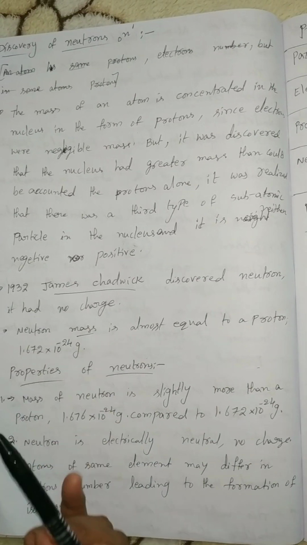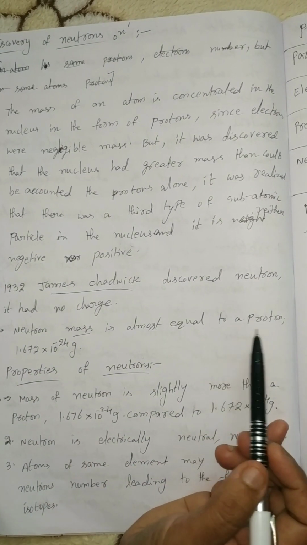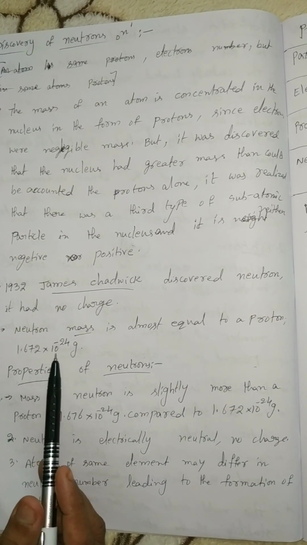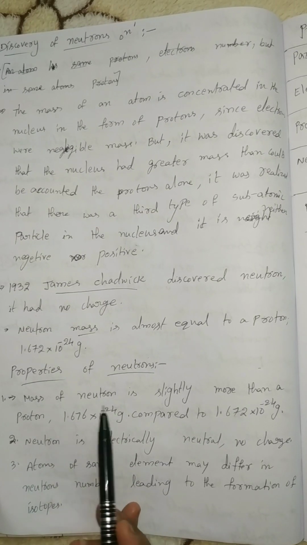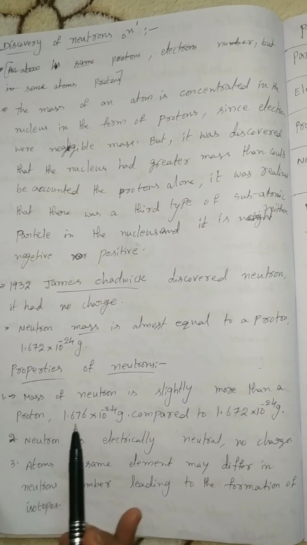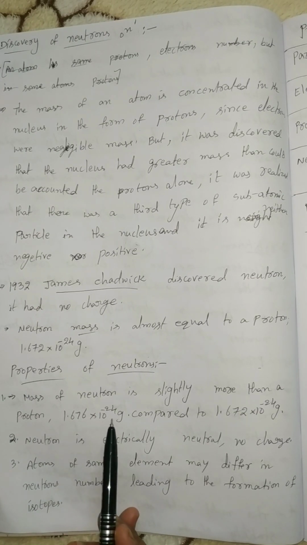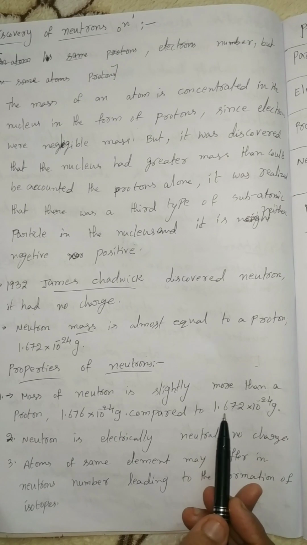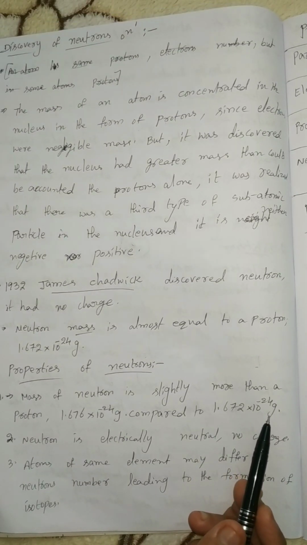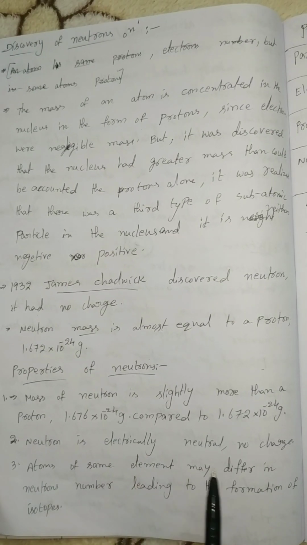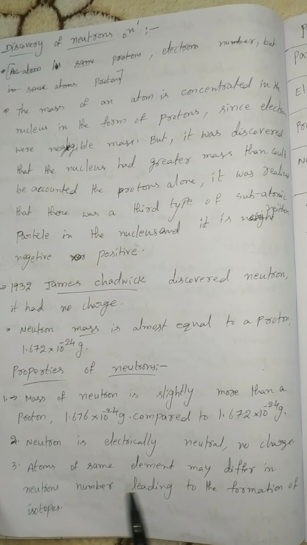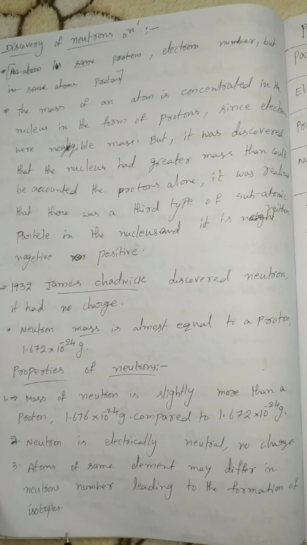It had no charge. Neutron mass is almost equal to a proton, 1.672 into 10 to the power of minus 24 grams. Properties or characteristics of neutrons. Mass of neutron is slightly more than a proton, 1.676 into 10 to the power of minus 24 grams compared to 1.672 into 10 to the power of minus 24 grams. So, neutron mass is slightly more than protons. Neutron is electrically neutral, no charge. Atoms of same element may differ in neutrons number, leading to the formation of isotopes. In the next class, we will discuss what the isotopes are.